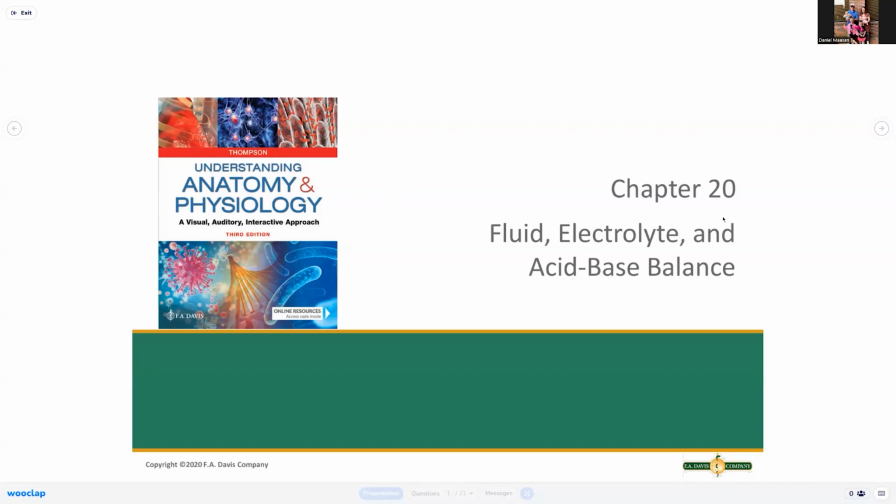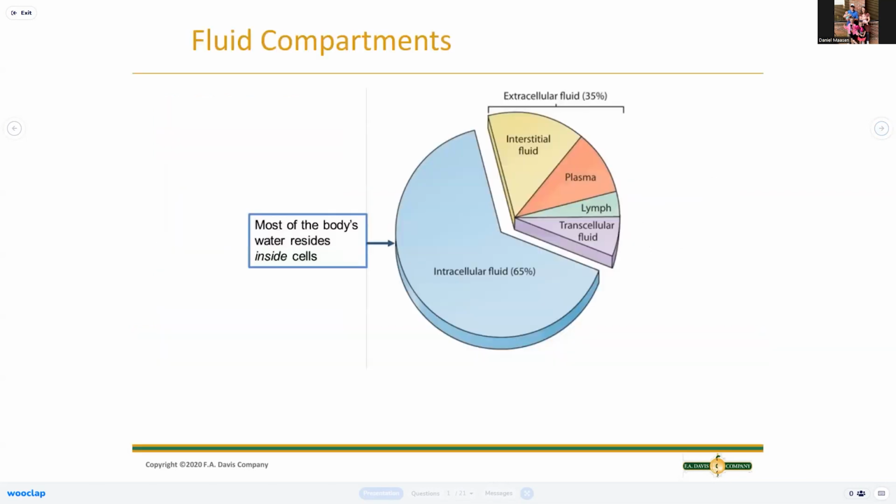So chapter 20, fluid, electrolyte, and acid base balance. This starts on page 407 in our book. So we're going to get into it from there. Okay. So the biggest thing is this first part of this chapter talks a lot about fluid balance.